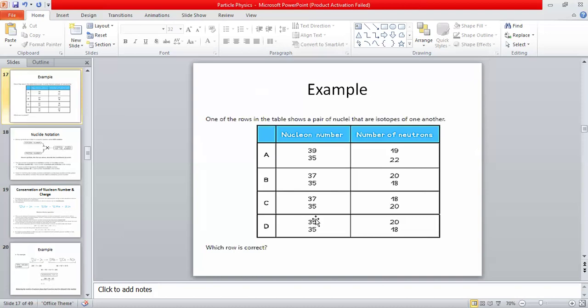So which one is the correct row? Which correct row will tell us if they are representing isotopes? If it is representing isotopes, which one is going to be the correct row? Who is going to tell me about this? Yes, anyone who can just tell me which one is going to be the correct row?